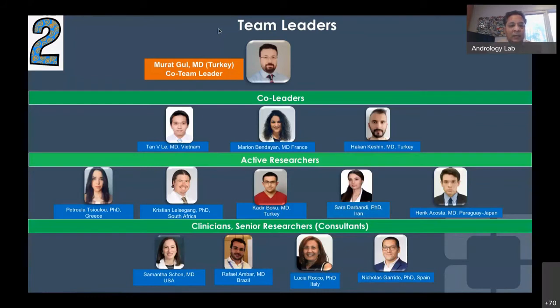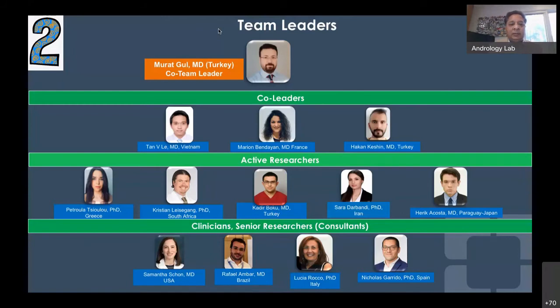Here it will be co-led by Tan from Vietnam, Marian from France, who's a protege of Dr. Florence, and Hakan Kashkin. He's a new person. He has not completed training, but we have included him, and this will be confirmed as he completes his training and is certified by our group. Then we have a lot of researchers, Petrula, Christian, Kader, Sarah, and Herrick. Some of them are clinicians, urologists, some are researchers. And then we have at the bottom row are clinicians and senior researchers who are not actively engaged in day-to-day, but they are available if we have any questions or comments.